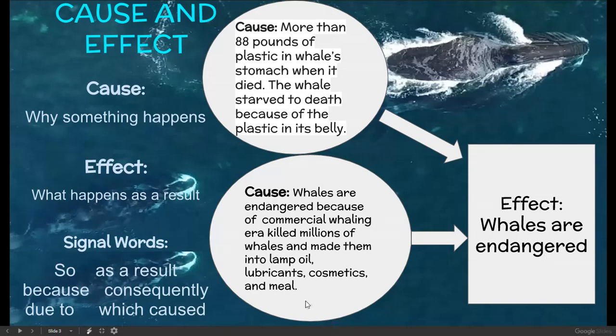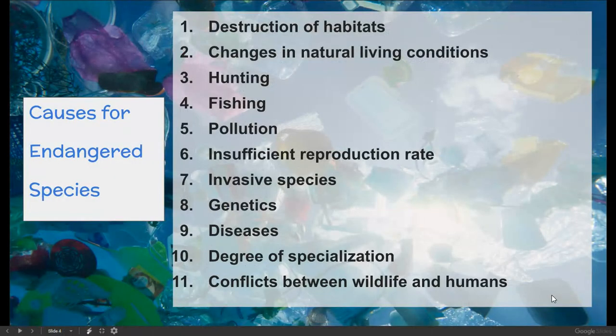Now there are laws that prevent whaling from occurring, but because commercial whaling was so popular, it killed millions of whales, turning them into lamp oil or lubricants or cosmetics or meals. And because of this whaling, this hunting of whales, the effect was that they are now endangered. Some signal words you could use are: so, as a result, because, consequently, due to, and which caused, when you are writing your current threats paraphrased paragraph.